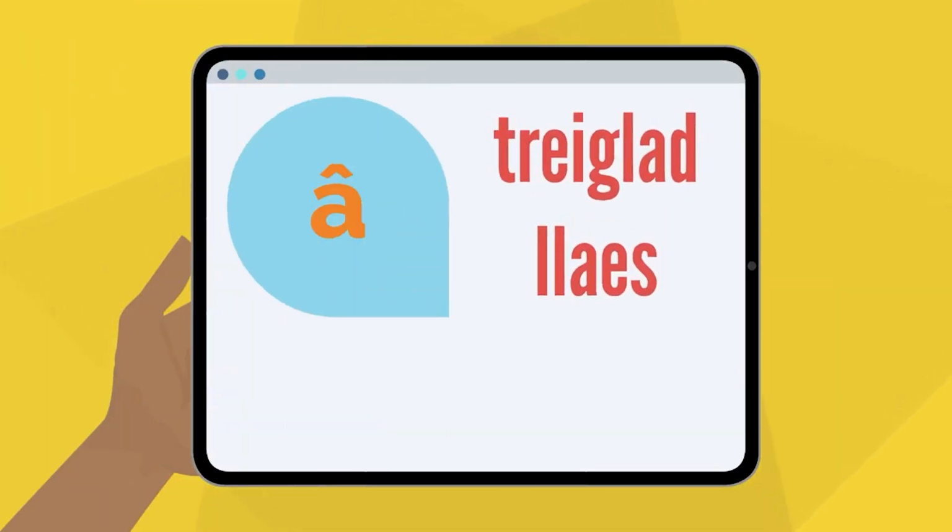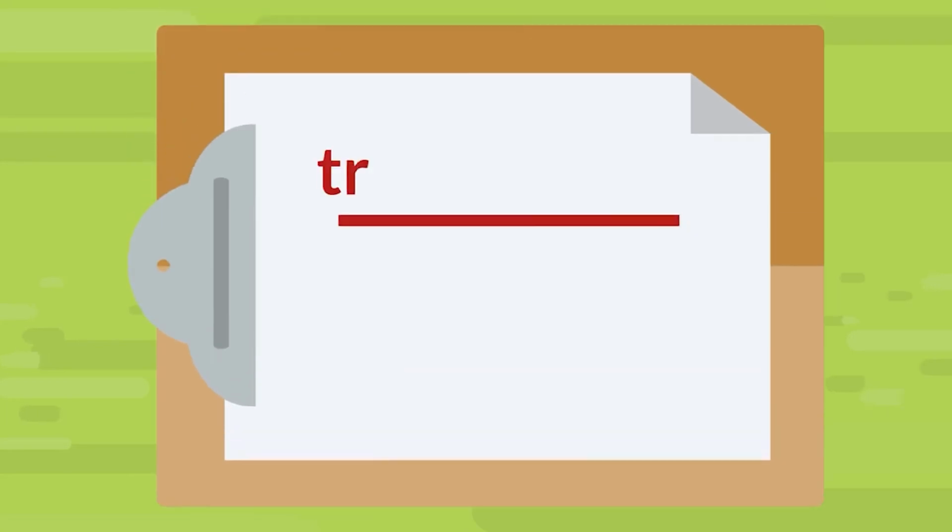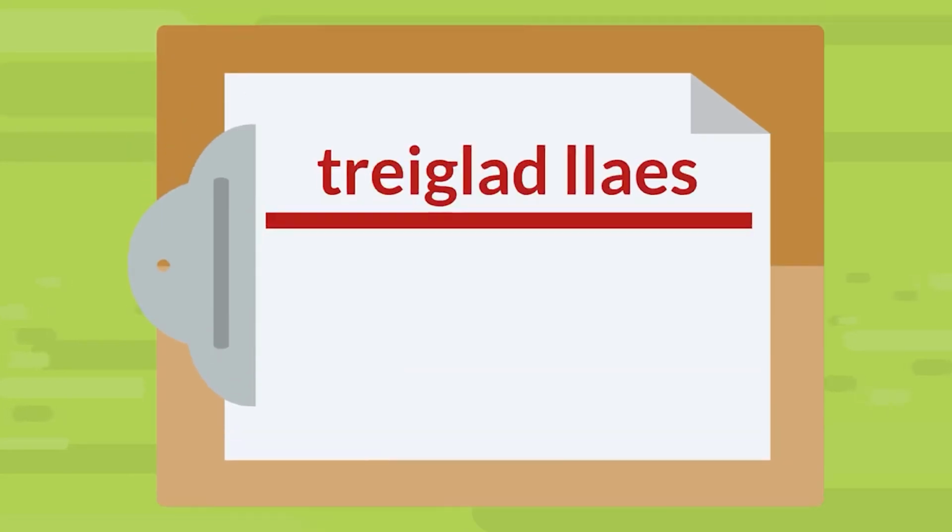The a causes a treiglad llais, an aspirate mutation. You have seen this mutation before when learning the negative sentence pattern ches i ddim. It affects words beginning with t, c, and p. Let's look at these sentences again.